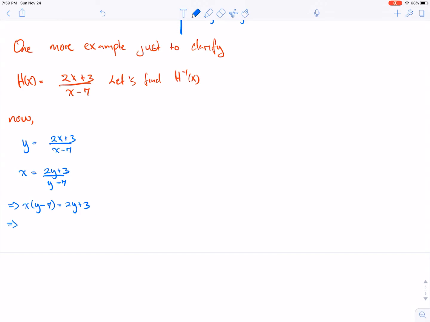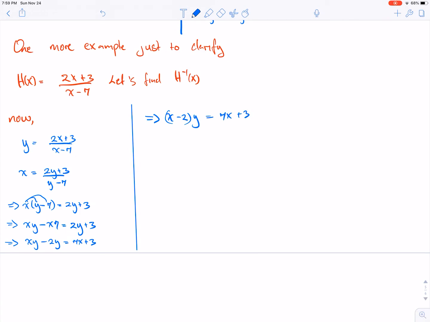Distributing x over y minus 7 gives xy minus x times 7 equals 2y plus 3, and then taking the 2y from the right hand side to the left hand side and the 7x from the left hand side over to the right hand side, this then gives us xy minus 2y equals 7x plus 3, which means we can now factor out y out of the term on the left hand side, which gives us x minus 2 times y equals 7x plus 3, and then we divide both sides by x minus 2, which then gives us y equals 7x plus 3 divided by x minus 2, and thus our last step is to express h inverse of x as y, which means h inverse of x is equal to 7x plus 3 divided by x minus 2.